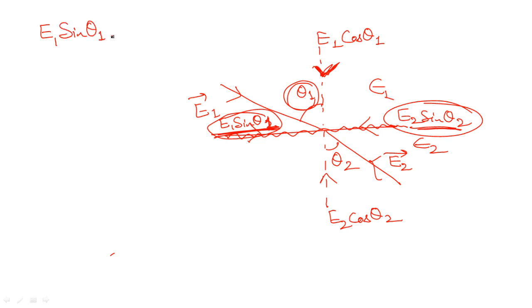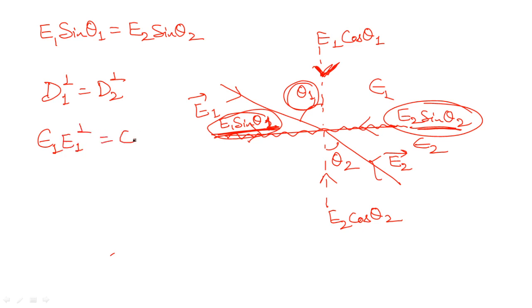So let's write the first equation as per that boundary condition: E1 sine theta 1 equal to E2 sine theta 2. Next, if I talk about the displacement vector, that is D1 perpendicular equal to D2 perpendicular. So D1 is what? Epsilon 1 E1 perpendicular equal to epsilon 2 E2 perpendicular, because we know that the displacement vector is equal to epsilon into electric field, epsilon into E. So that's how you get the same component of electric field, because that was the perpendicular component you were considering.